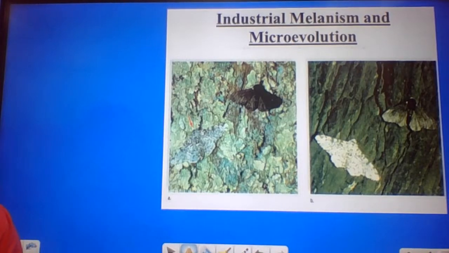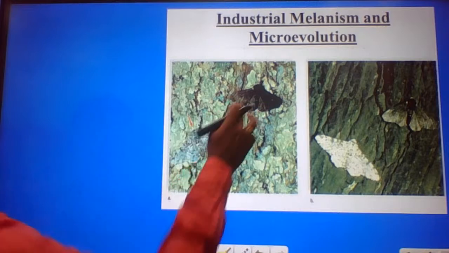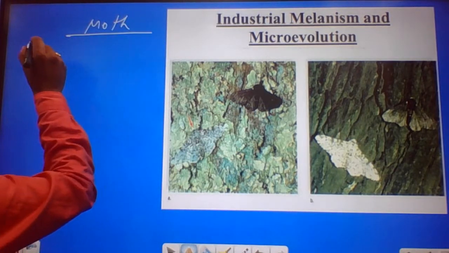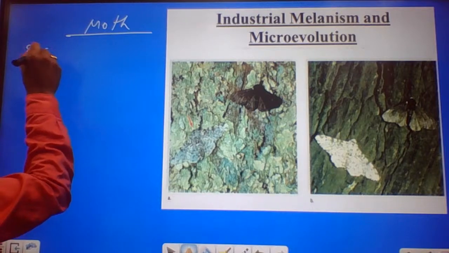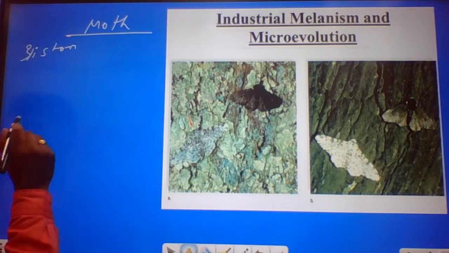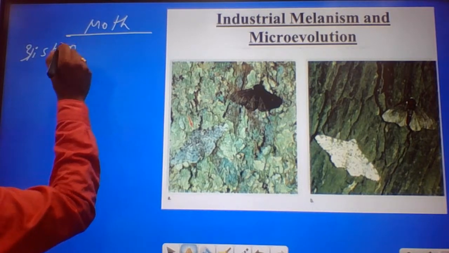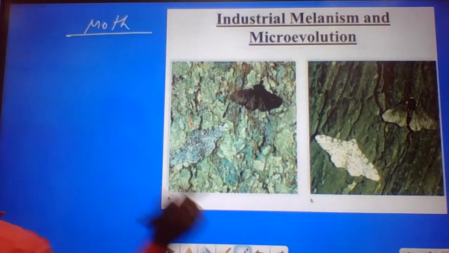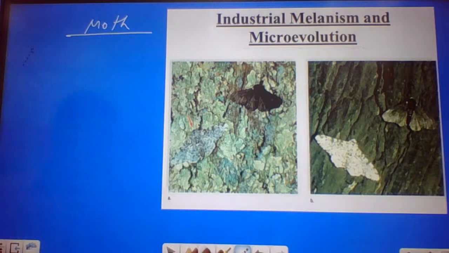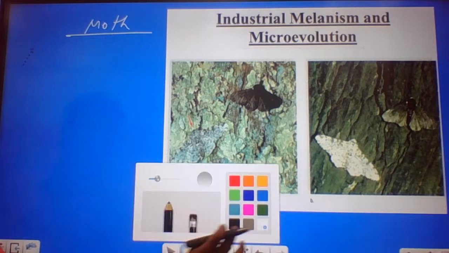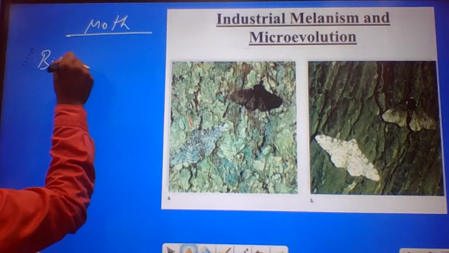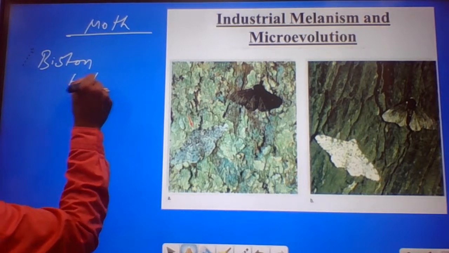So can someone tell me how this concept of industrial melanism came? This came with a moth species actually. What is the name of the moth? The name of the moth is Biston betularia. Let me write it again so it's clear. There are two types of moth.